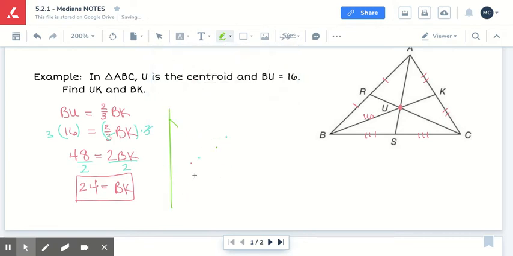For that one, I'm going to need to use a different theorem. My other theorem here is the segment sum postulate from way back. So I've got this full segment here, BK, and I know that I can make BK by adding its smaller parts. So I could say that that's the same as BU plus UK.